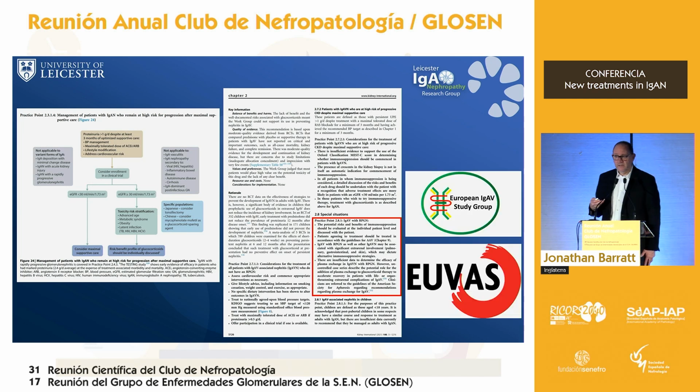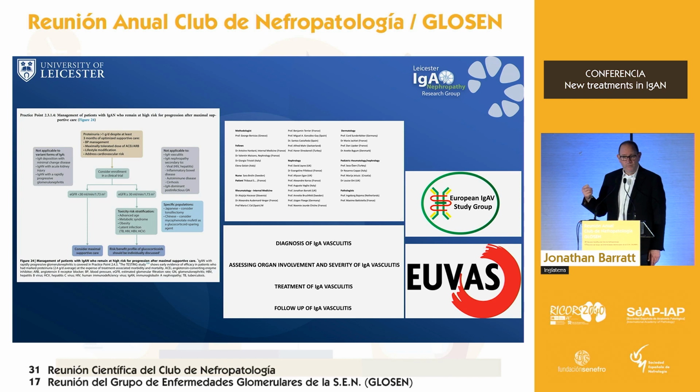This is being looked at in terms of the management of IgA vasculitis by a European IgA vasculitis study group under the auspices of UVAS. And we have met recently at the vasculitis meeting. The group contains adult and pediatric nephrologists, dermatologists, pediatricians, pathologists, and essentially the idea is that we will come up with a guideline that allows us to define how to diagnose IgA vasculitis, how to assess organ involvement and severity, how to treat IgA vasculitis, and how to follow up patients. So that is the goals of this group.